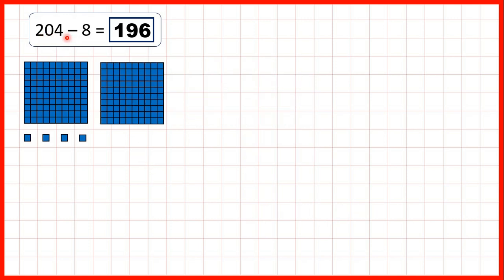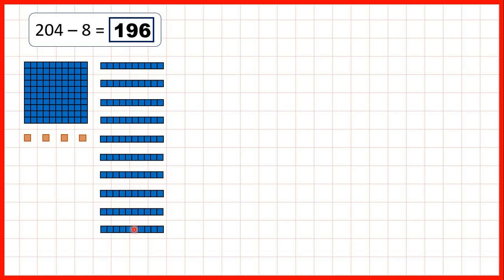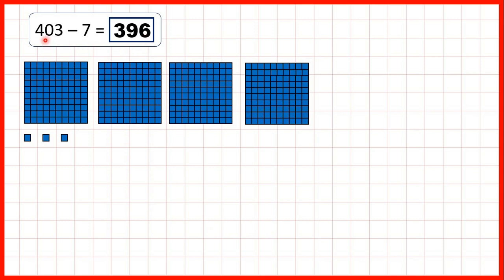Now 204 minus 8. So we can take away our 4 ones, but then we need to first exchange our 100 for 10 tens, and then take one of our tens and exchange it for 10 ones. So remember, we want to subtract 8, and because we've already subtracted 4, we need to subtract 4 more. So that leaves us with 100, 9 tens, and 6 ones left in blue, so gives us our answer 196.